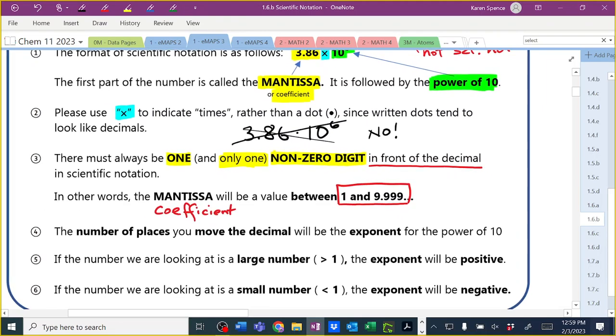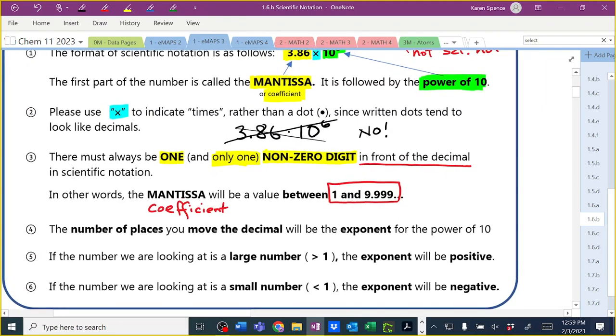Now, how do we figure out what our power of 10 will be? Well, our power of 10, that's our exponent, it's going to be the number of places that we move the decimal, and we'll practice moving the decimal very shortly, okay? So the number of places that you move the decimal will end up being the exponent.